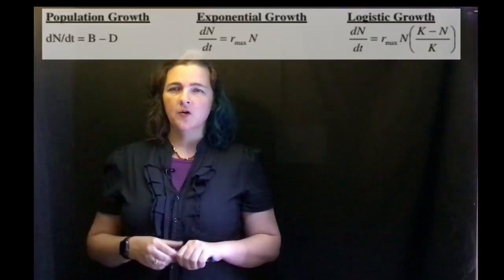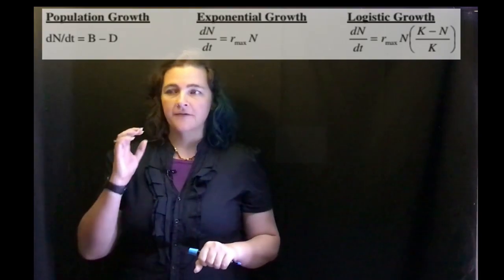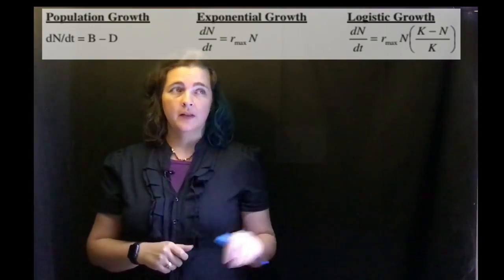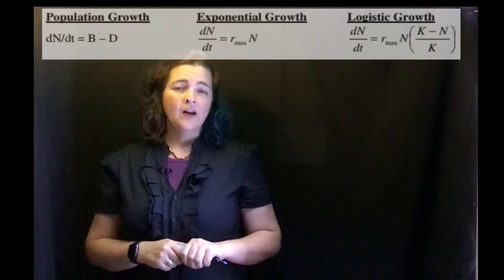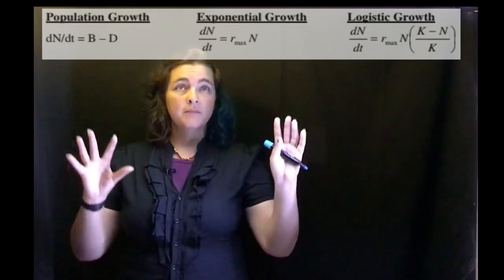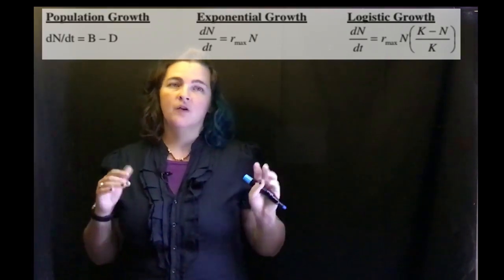In this video, we're going to be doing some population math. Here are the three population equations that we'll be using. We have population growth, exponential growth, and then logistic growth. And on the whole, if you're going to be using these, you need to be given the information, or you need to be given a way to figure out the information.